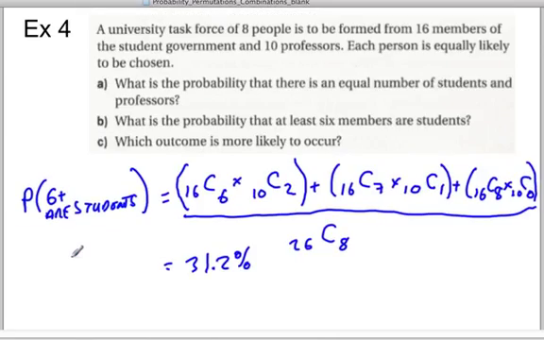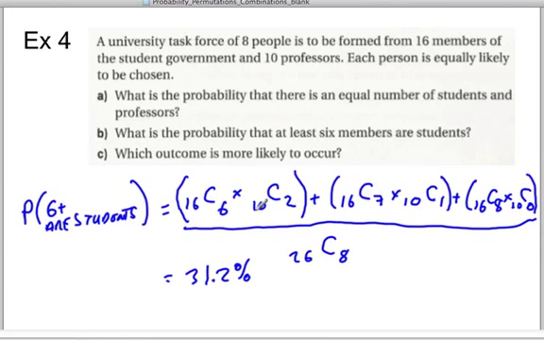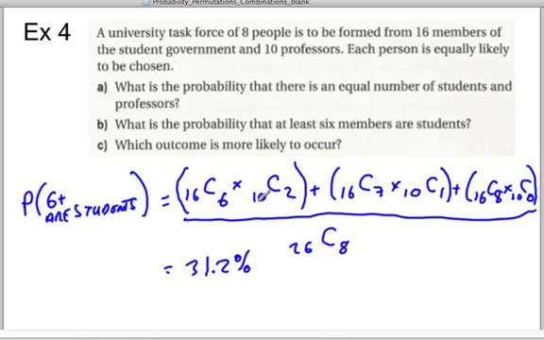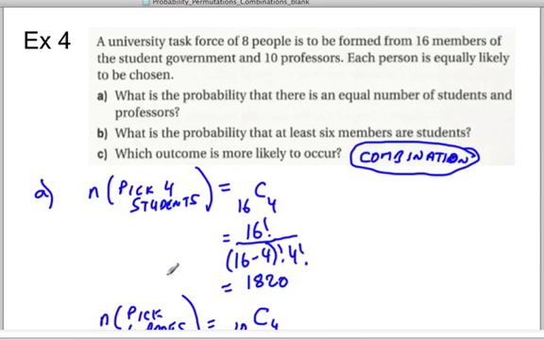So question C, which outcome is more likely? Well, you're more likely to pick 6 or more students to be on the committee than you are to pick an even number of 4 and 4, because the answer before was about just over 24%.